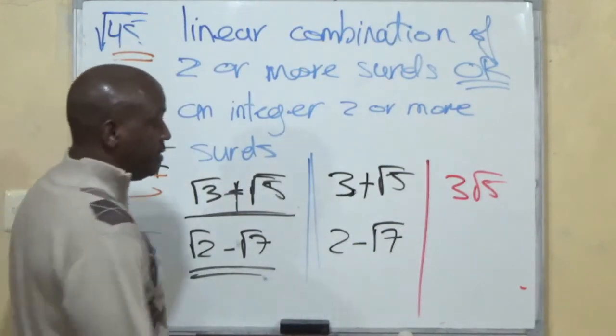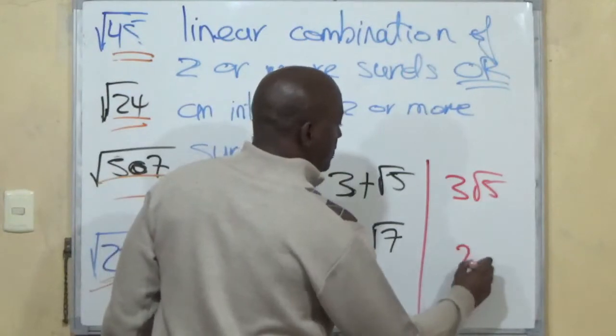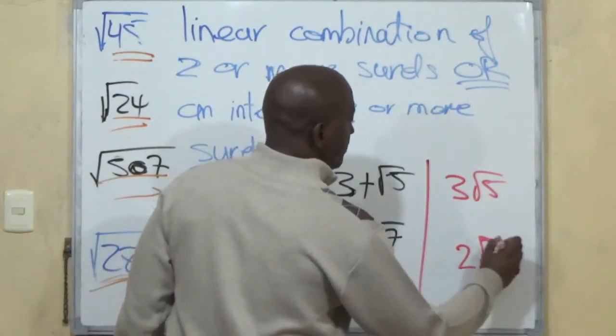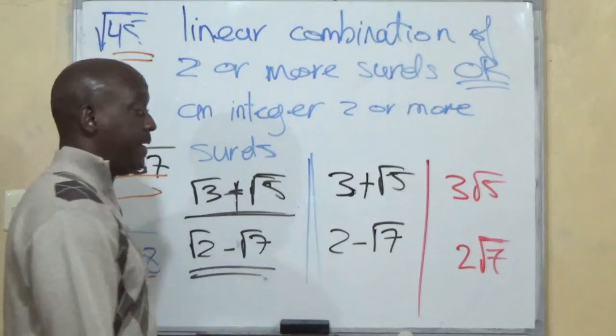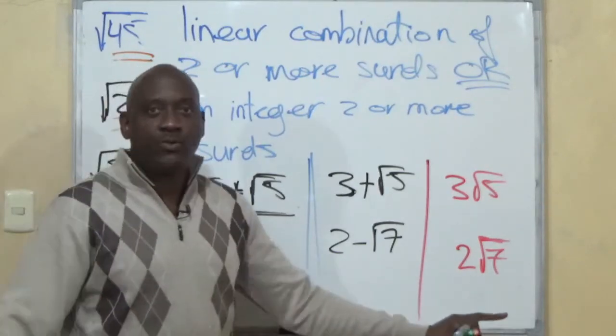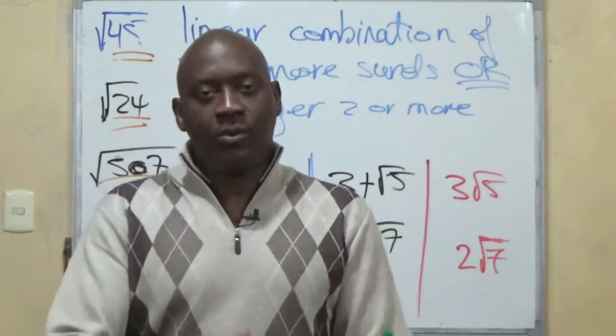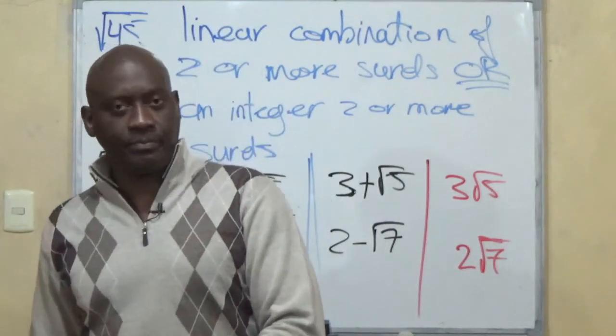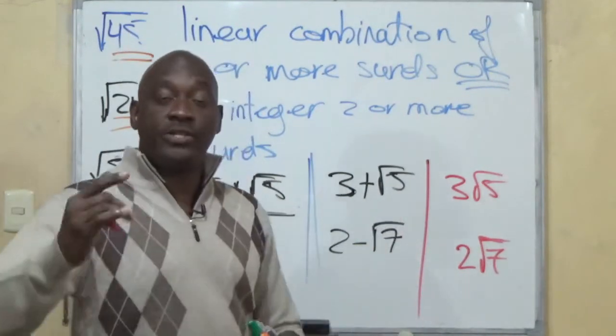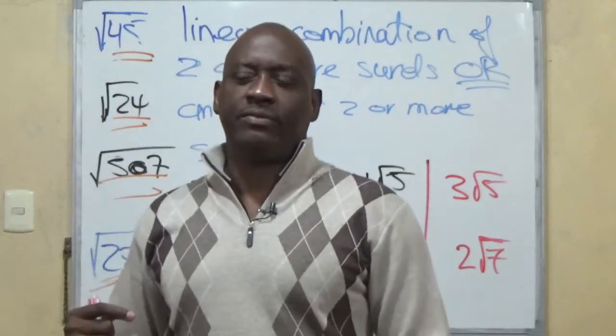2 minus root 7 is not to be confused with 2 root 7. Right? 2 root 7 is 2 multiplied by root 7. 2 minus root 7 is 2 minus root 7. 3 root 5 is 3 multiplied by root 5.